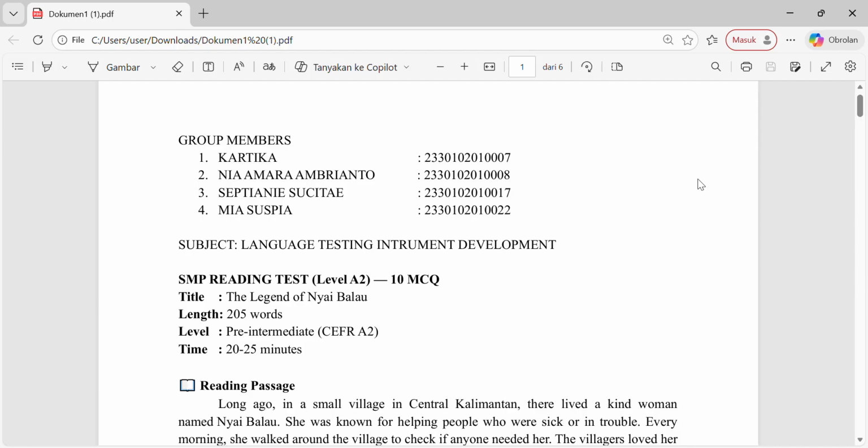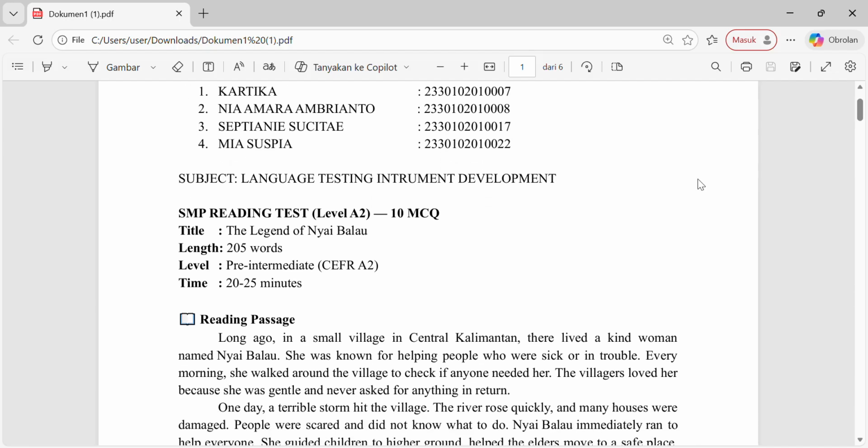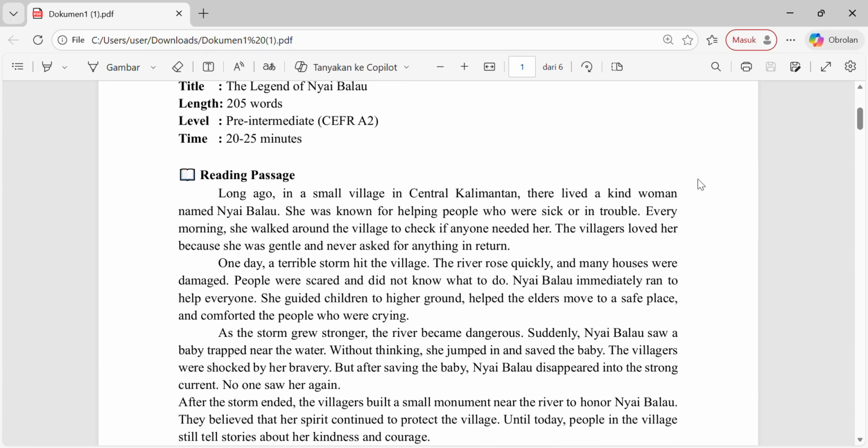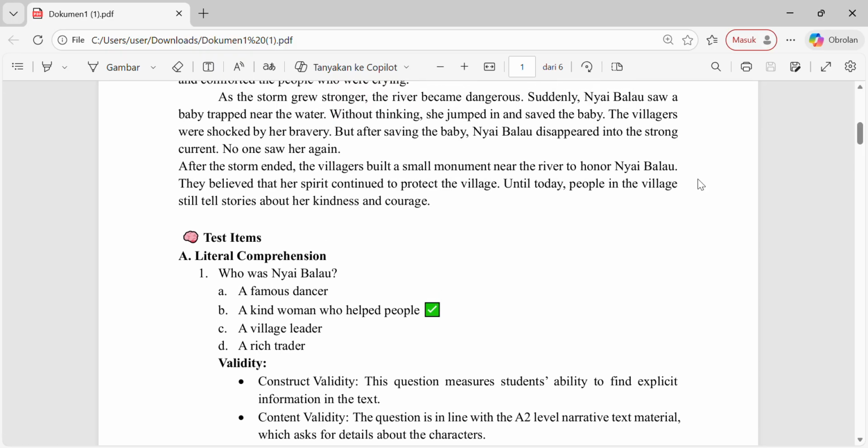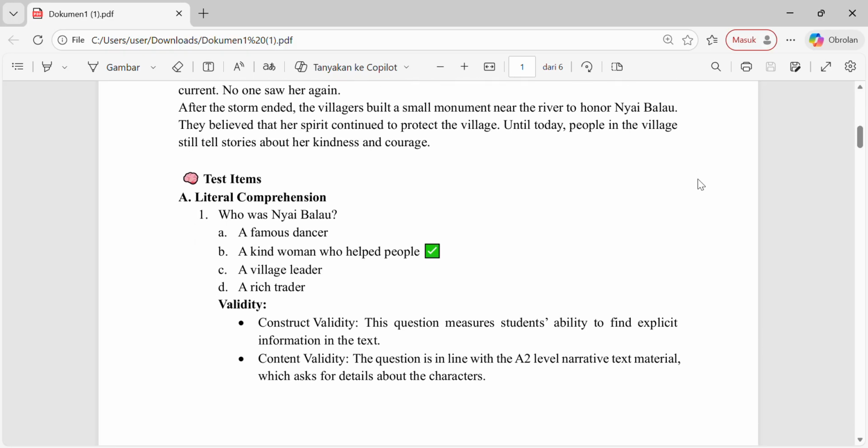Now let's jump to the multiple choice for junior high school about narrative text. Questions 1 to 5 are about literal comprehension. For question number 1, the answer is B, and it tests students' ability to find explicit information about a character. Construct validity: this question measures students' ability to find explicit information in the text.